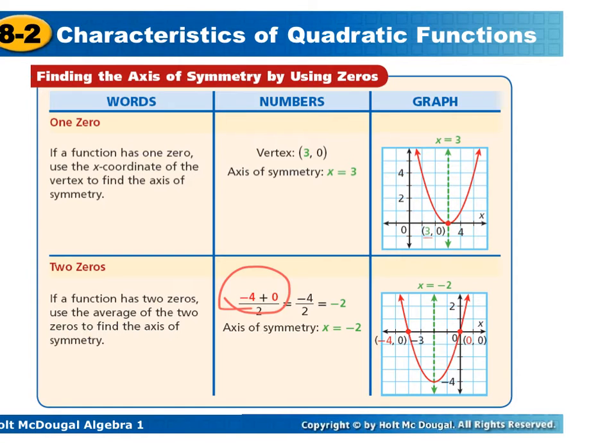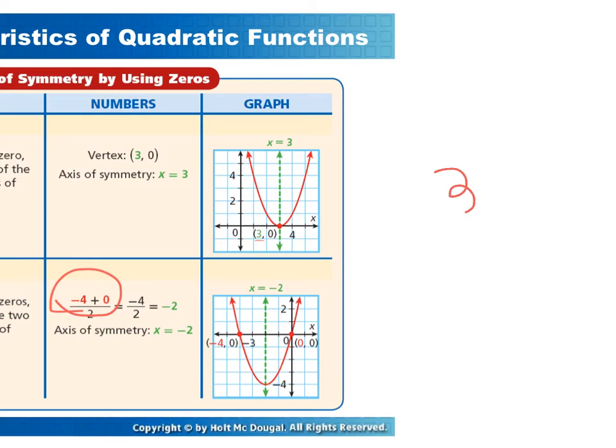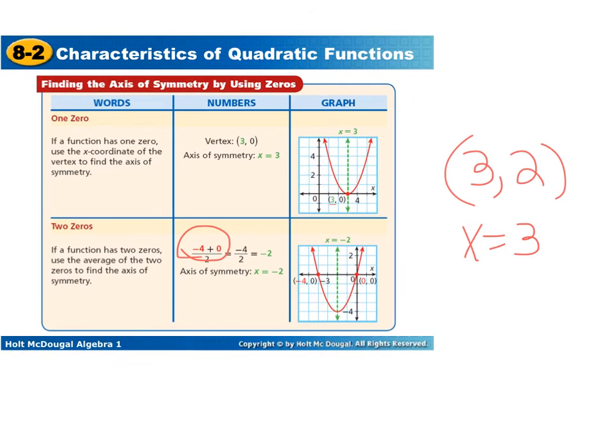Yes? If you had something like 3, 2, would you put like 3 if it's x? Say that again? If it was like 3 and 2. The ordered pair? Yeah. Uh-huh. Would you put 3? For what? For the axis of symmetry? Yeah. The axis of symmetry would be x equals 3. Yes. So it's like where it meets x. So it's where the vertex is. Not where it hits the x-axis.